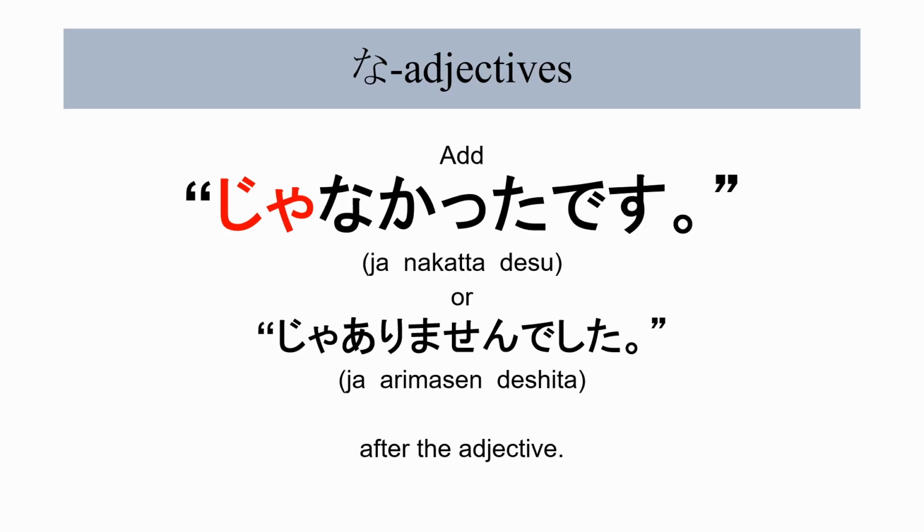Now let's look at the past negative form of na-adjectives. The past form of じゃない is じゃなかったです。A more polite form is じゃありませんでした。So add じゃなかったです or the polite form じゃありませんでした after the adjective.